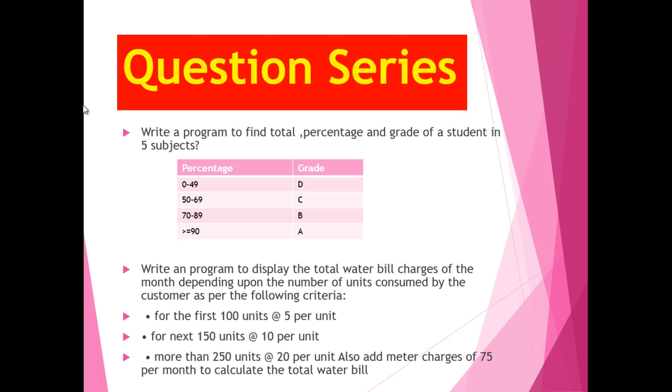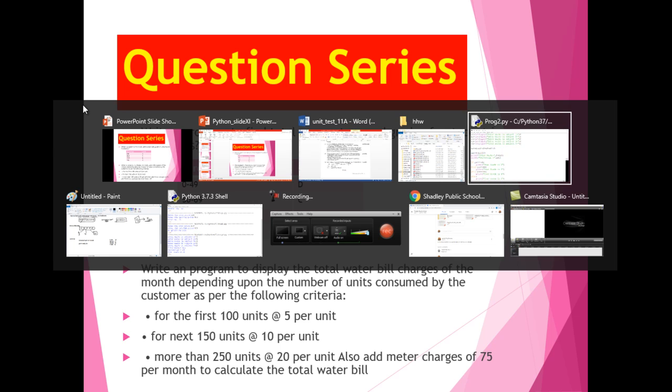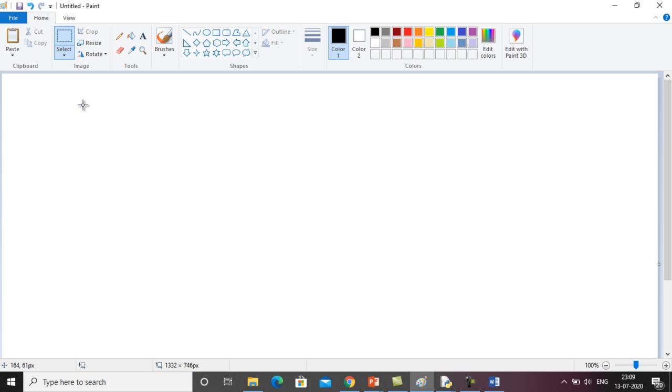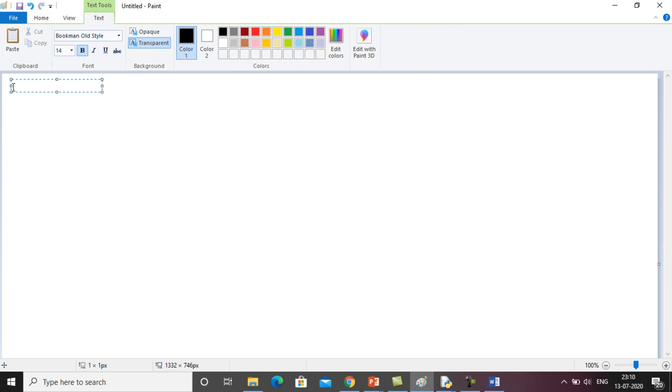So first of all we have to find the bill as per the number of units consumed by the user, and once that figure is with us we have to add 75 more to it as a meter charge. Let me first prepare the logic of this question and then we write the program. So let me clear the screen.